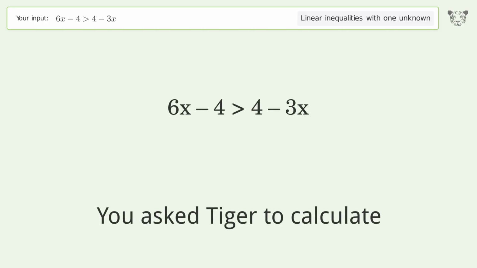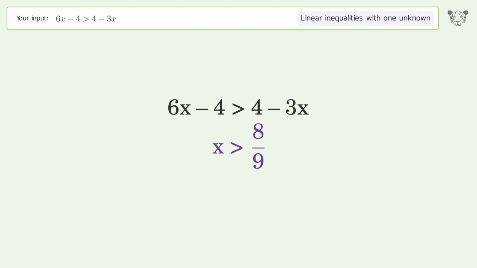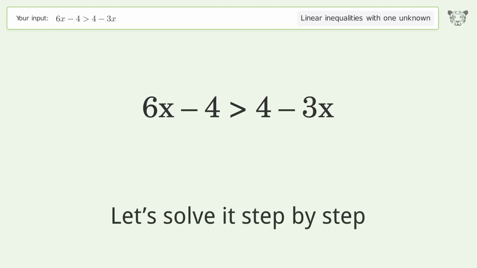You ask Tiger to calculate. This deals with linear inequalities with one unknown. The final result is x greater than 8/9. Let's solve it step by step.